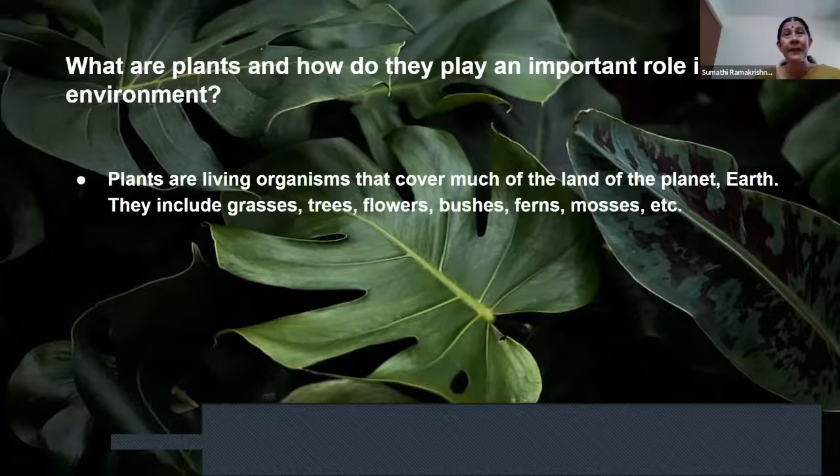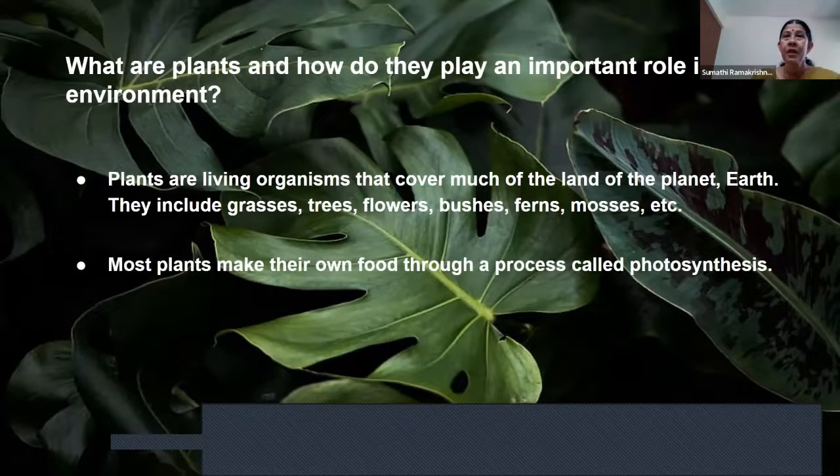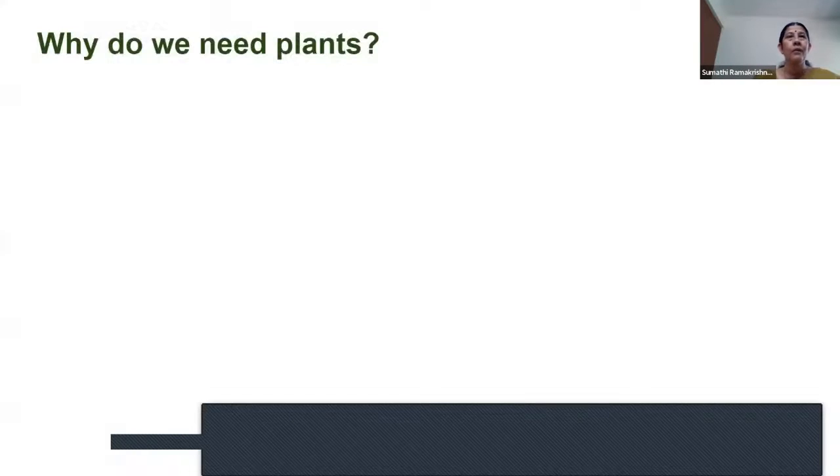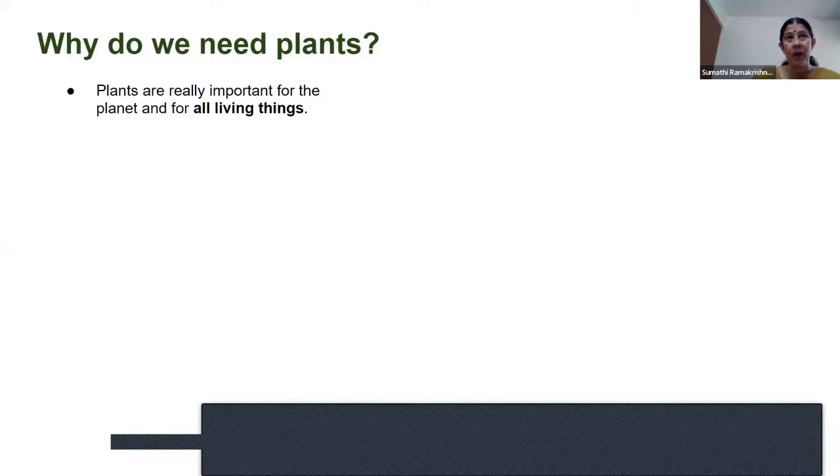The definition is: plants are living organisms that cover the earth, and they include all this. Most plants make their own food through a process called photosynthesis. This is just the gist of the topic. Now, why do we need plants? See, it is very important for all of us. Without that, nobody can survive, whether animal or human being.